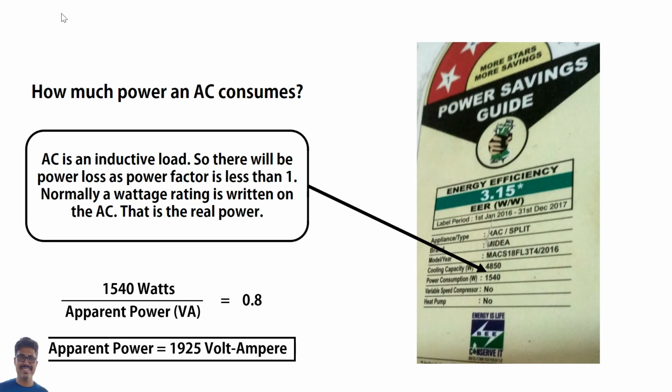Now there is an interesting fact: the energy meter of your household will generate the electric bill according to 1925 volt ampere. It will not be generated using the 1540 watts. It will never be the case. It will generate the bill according to 1925. That's why if you run the AC for long, it will consume many kilowatt hours.